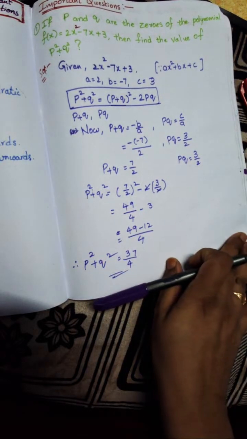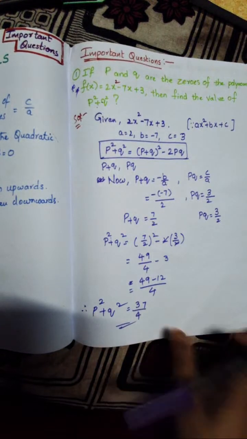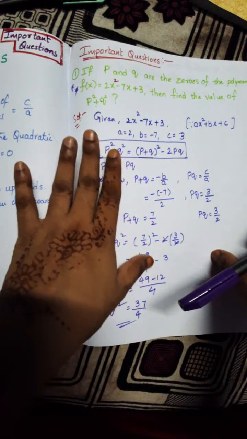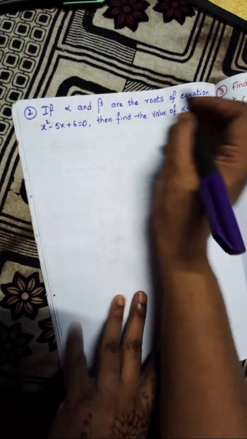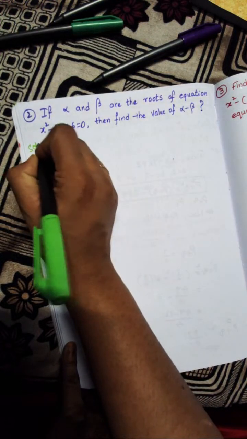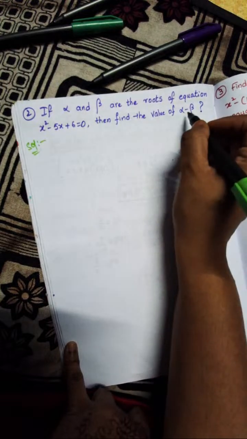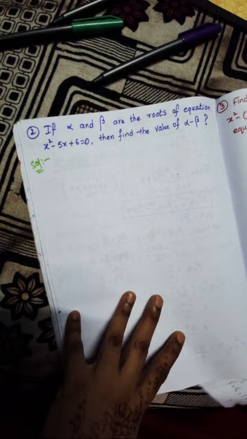So like this. Next question I have already written here. This is a very important question, children. So already asked in many exams. So similar problems you will get in exams. Okay. If alpha and beta are the roots of the equation given here, and one quadratic polynomial equation is given, that is, find the value of alpha minus beta. Okay, alpha minus beta we have to find.